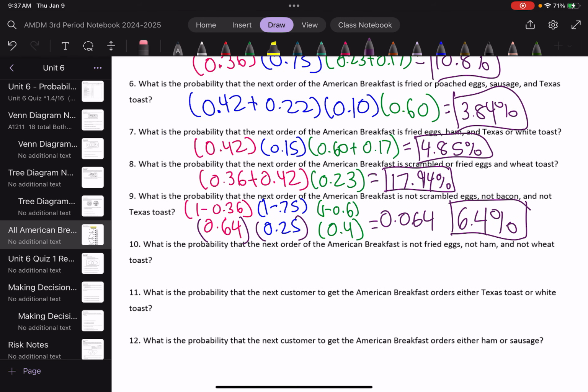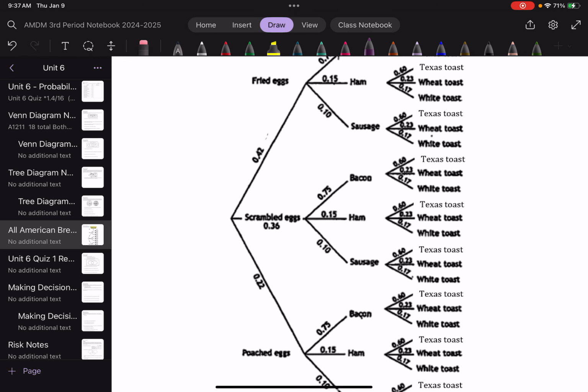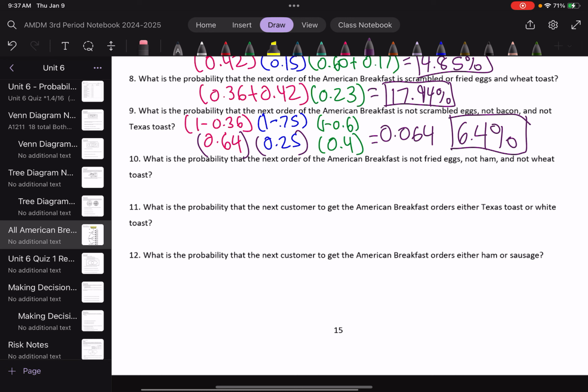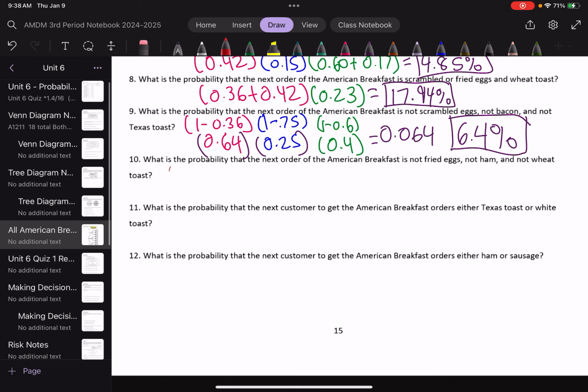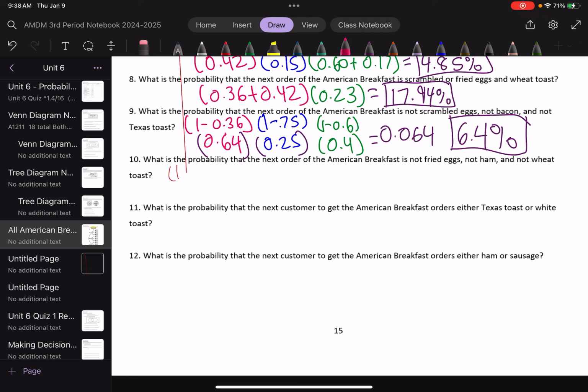Let's look at number 10. It says, what's the probability that the next order is going to be not fried eggs? Well, going back up here, I know fried eggs was worth 0.42. So I'm going to say 1 minus 0.42. Sorry about that, guys. 1 minus 0.42 is going to give me 0.58 for my egg possibility.